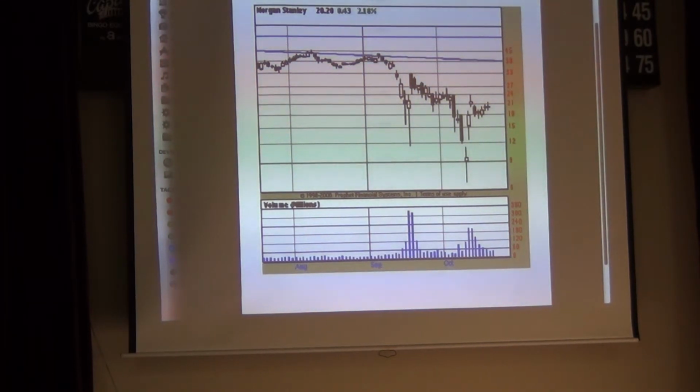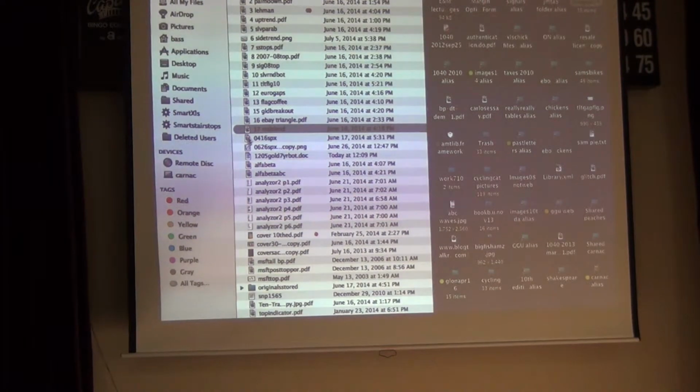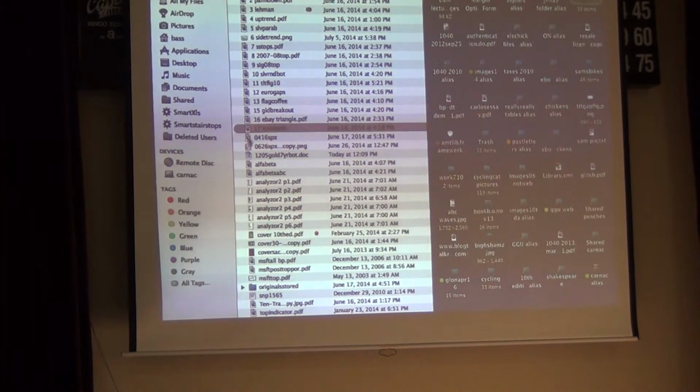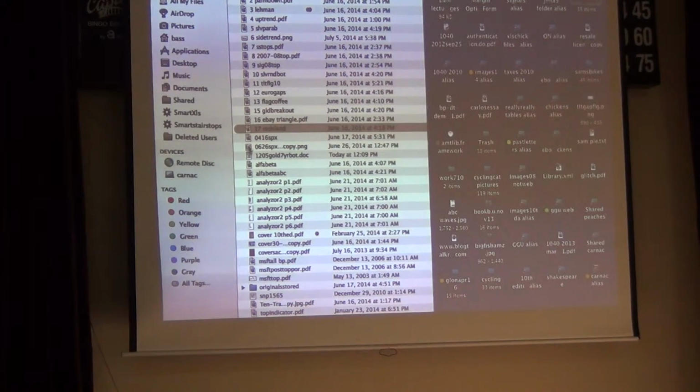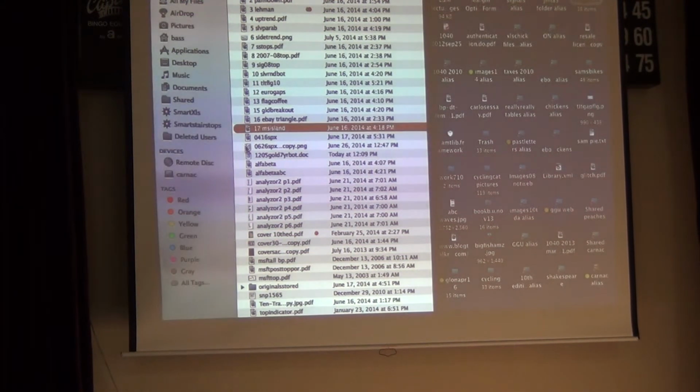There were a lot of formations like that in the 2007-2008 bear market.